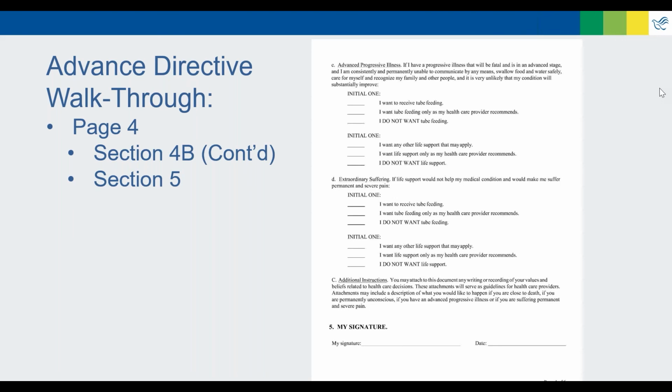And so this little section C allows you to add an addendum of your own creating that can be handwritten or typed. It should be signed and dated and notarized or witnessed along with this form as a part of this form. But it can contain so much valuable information about you if you are interested in recording that information.